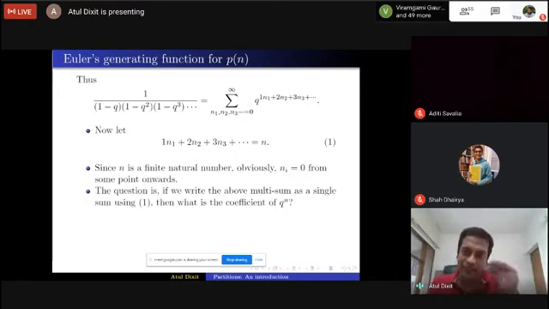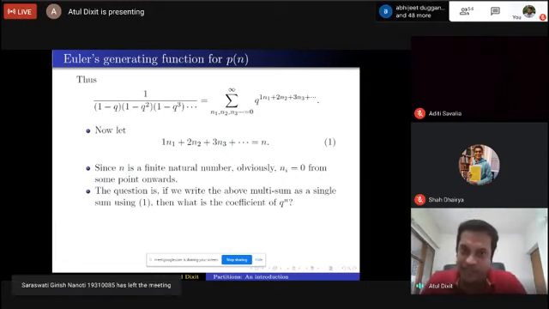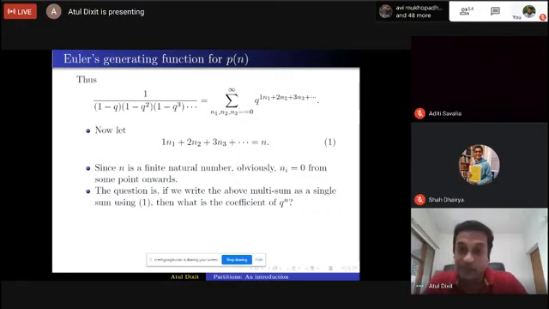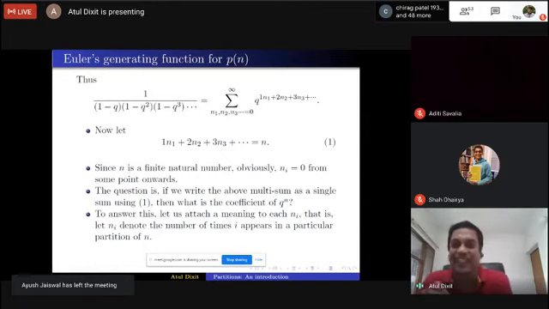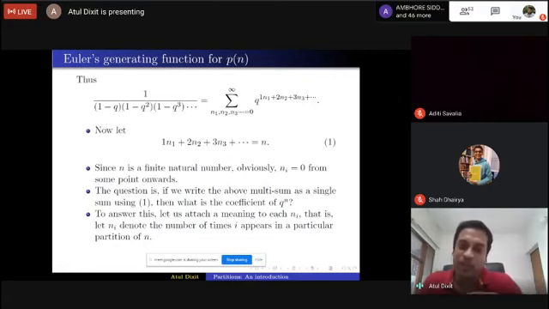Now, if we write it as a single sum, of course, we see q to the n by using this equation 1. But the important question is, what is the coefficient of q to the n? In order to answer that, let us attach a meaning to each of these ni's. This is where combinatorics enters. The ni is going to denote the number of times i will appear in a particular partition of n. So, for example, if my n is equal to 4, what all possible combinations do I have?